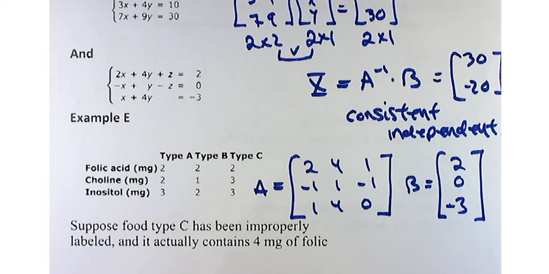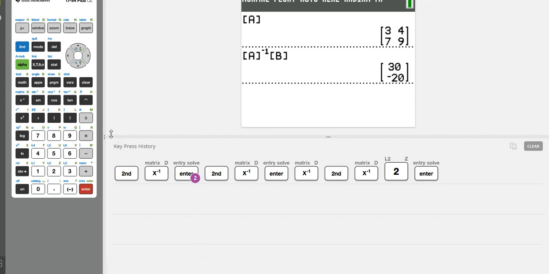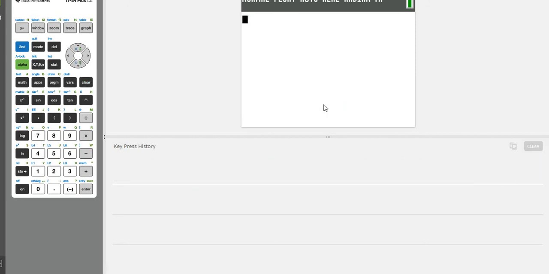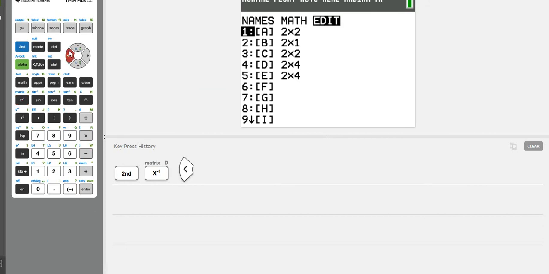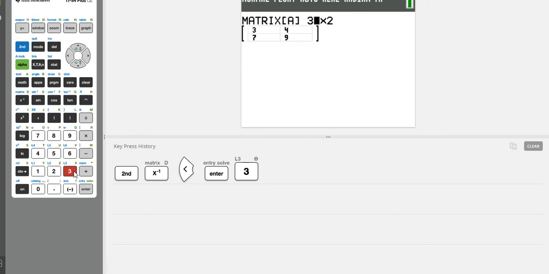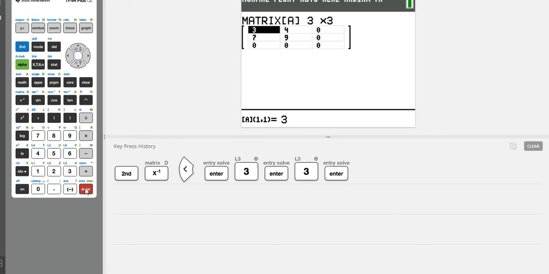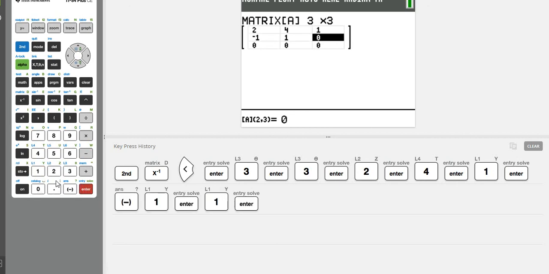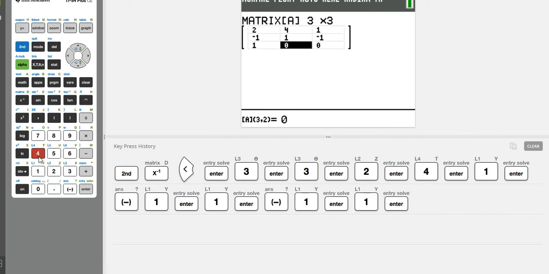Do you want to practice putting this in here? Or yeah, I guess I'll stick with this. I so want to use Desmos because it's just so much more user friendly. But we won't be using Desmos on an exam. So back to matrix. Over to edit. We want a 3 by 3 matrix. And the entries will be 2, 4, 1, negative 1, 1, negative 1, 1, 4, and 0.